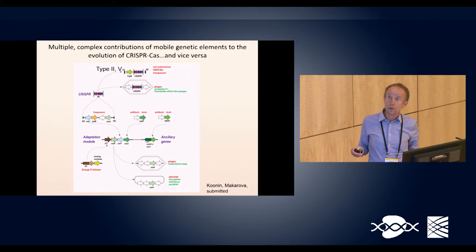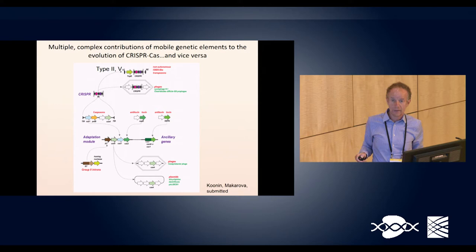A very different type of transposable elements, the so-called non-autonomous transposable elements from the so-called IS605 superfamily, contributed the effector nucleases to all these type 5 as well as type 2 Cas9 CRISPR-Cas systems. This big protein from transposable elements became the effector nuclease.